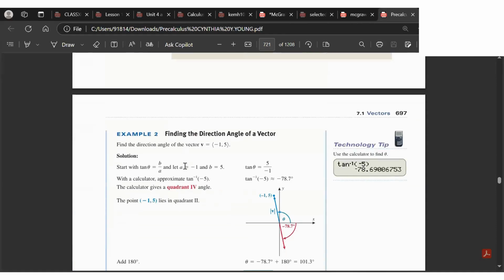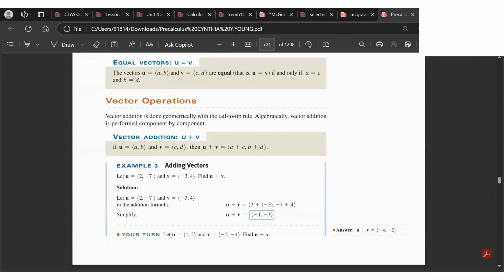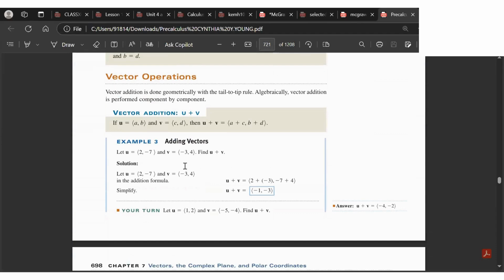You know about vectors, right? Yeah. So can you tell me, a very basic thing, what is a vector according to you?